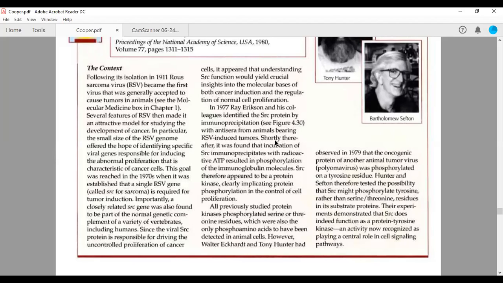Shortly thereafter, it was found that incubation of the SRC immunoprecipitate with radioactive ATP resulted in phosphorylation of immunoglobulin molecules. A little later, scientists found that if ATP is radiolabeled, and the immunoprecipitate that Ray Erikson and his colleagues isolated is incubated with this radioactive ATP, it will lead to the phosphorylation of antibody molecules, or immunoglobulin molecules.